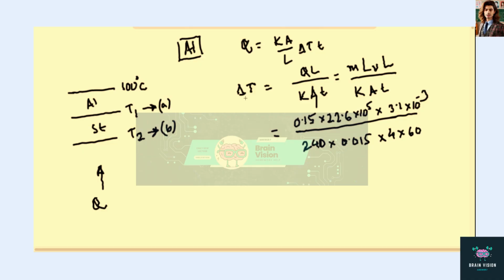Now delta T is given by T1 minus 100 degrees centigrade. So T1 comes out to be 100 degrees centigrade plus, if you calculate this, we get 1.2 degrees centigrade. So T1 comes out to be 101.2 degrees centigrade.